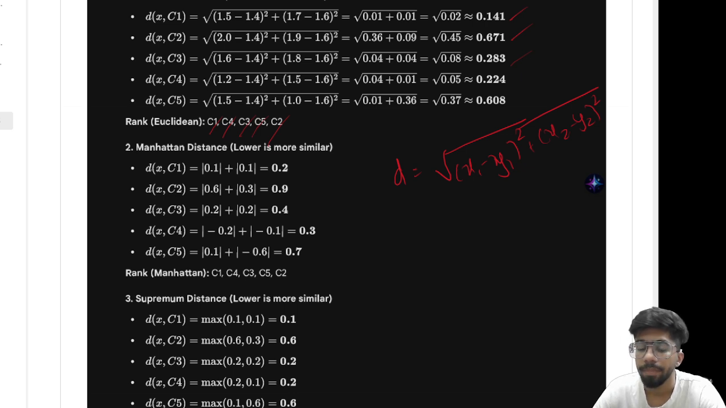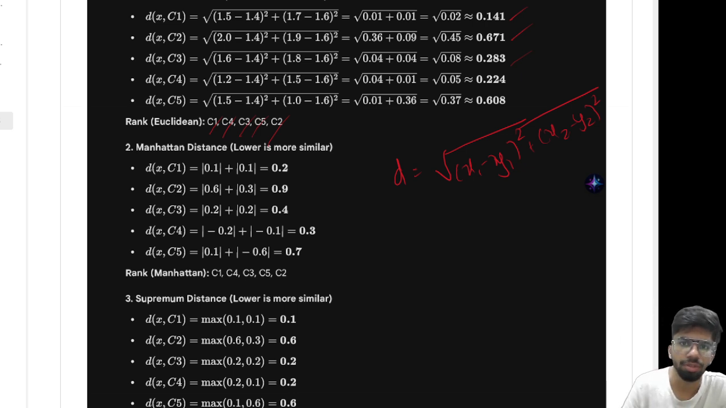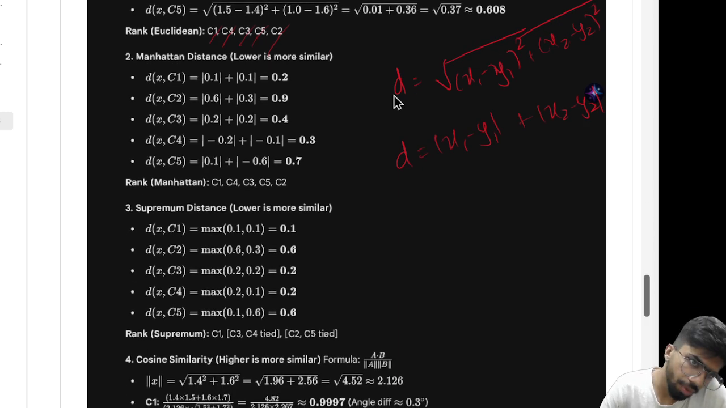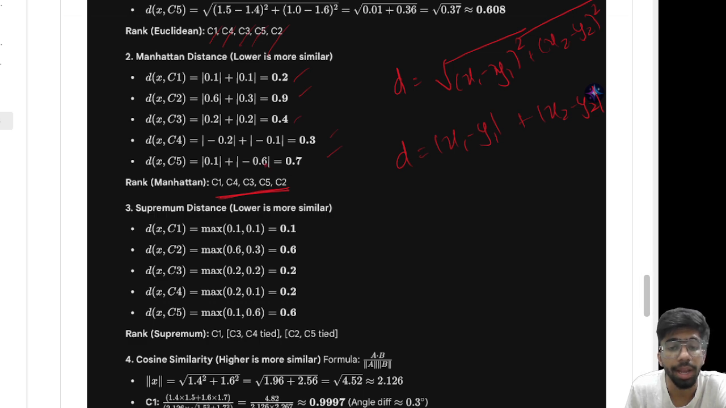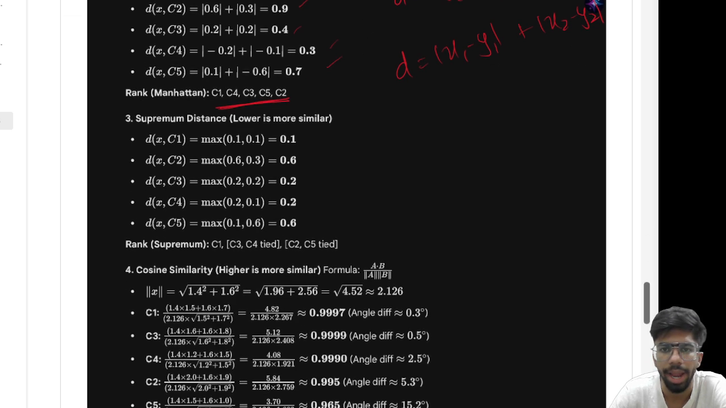Moving on to the ranking using Manhattan distance, its formula is d equal to |x1 minus y1| plus |x2 minus y2|. So let's compute the distances between the query vector and complaint vectors, and after calculating we'll get these values. After ranking and arranging them in ascending order, this will be our ranking.